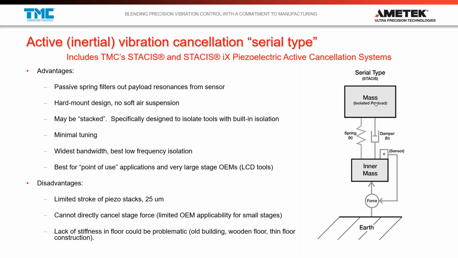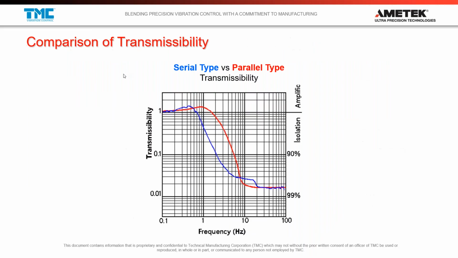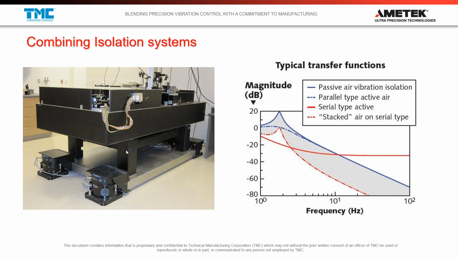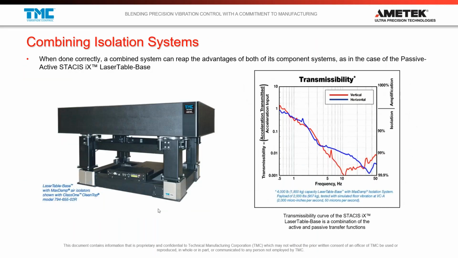Yeah, it depends on how you're stacking them, but I would say in general, when you look at a stacked system like this or like this, where you have the active and the passive, the serial type system is designed to put something on top of it. And so if you've got, say, a scanning electron microscope or an atomic force microscope or something that's got its own passive isolators, or even if they're active parallel type isolators, it's totally fine to put them on an active serial type cancellation system.